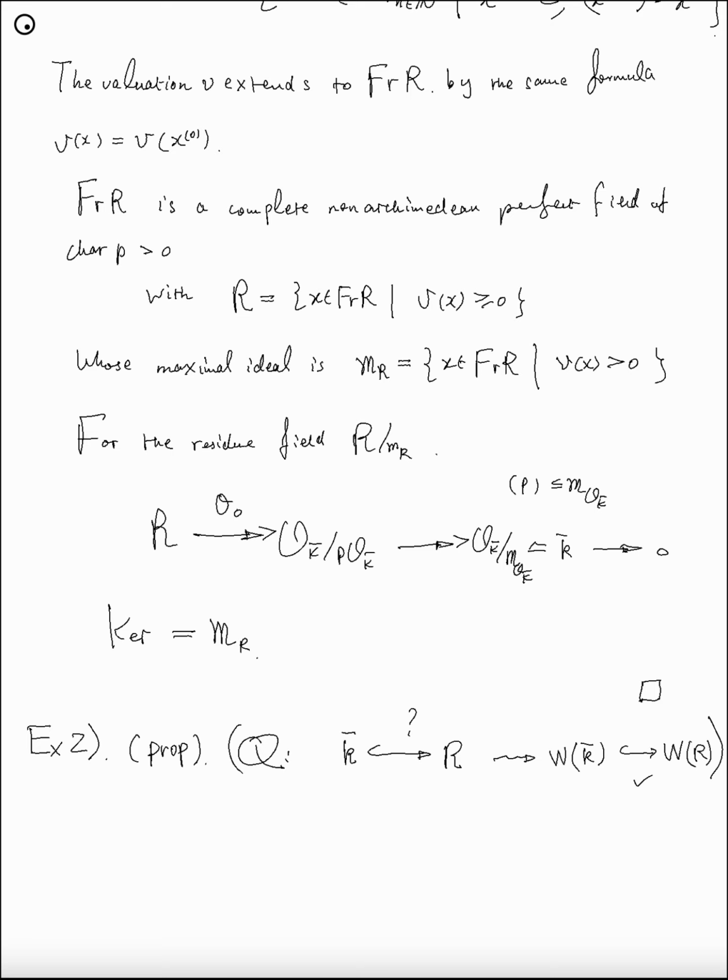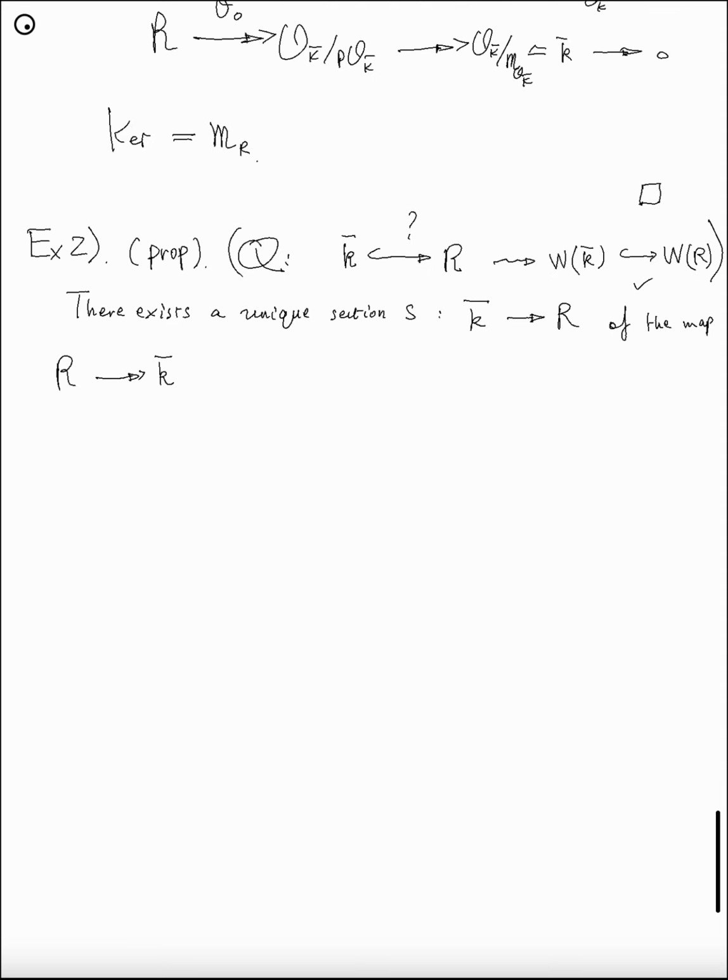There exists a unique section, let's call it small s, from k bar to R of the map from R to k bar we just constructed. Oh yes, which is actually surjective because this is a residue field, and we can even describe it.